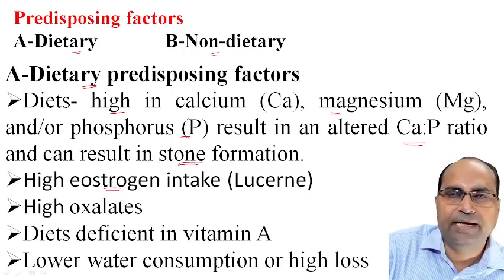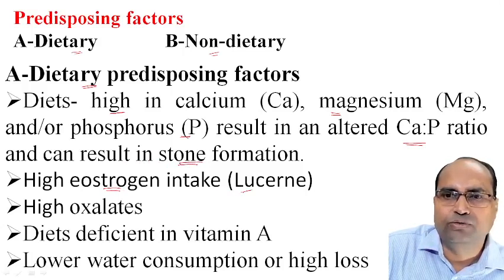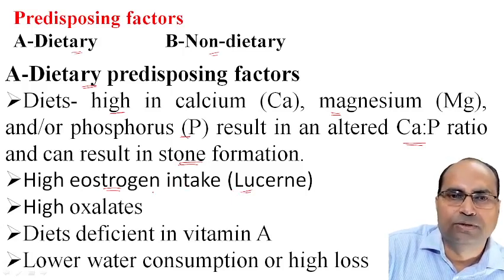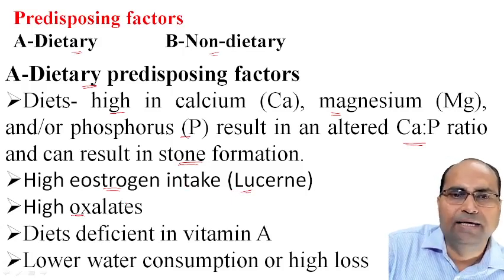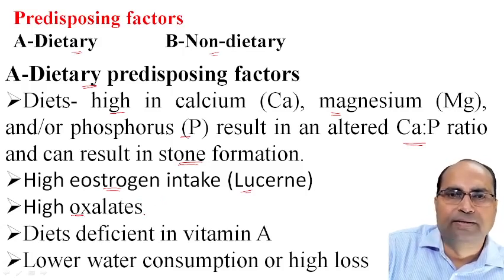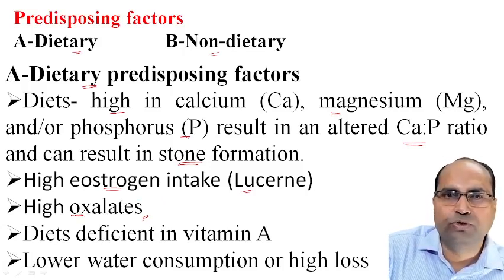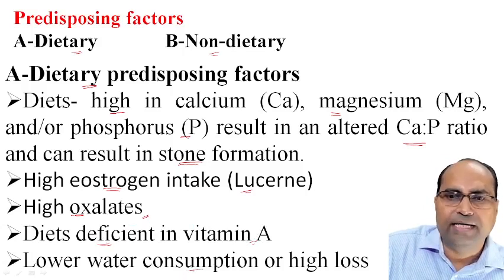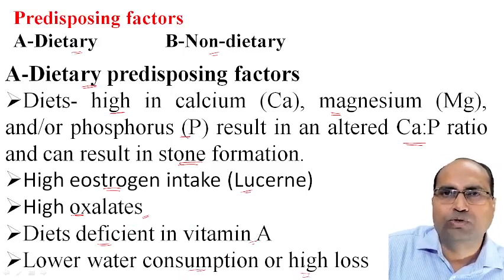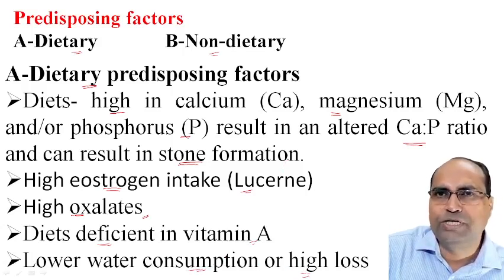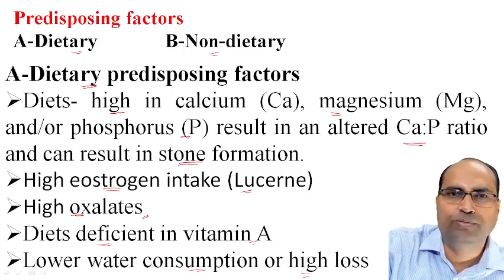High estrogen intake, particularly from legumes that have high estrogens. Second one is high oxalates. High oxalate rich plants also predispose to calculi formation. Diet deficient in vitamin A, lower water consumption or high loss of water are also predisposing factors for deposition of the calculi.